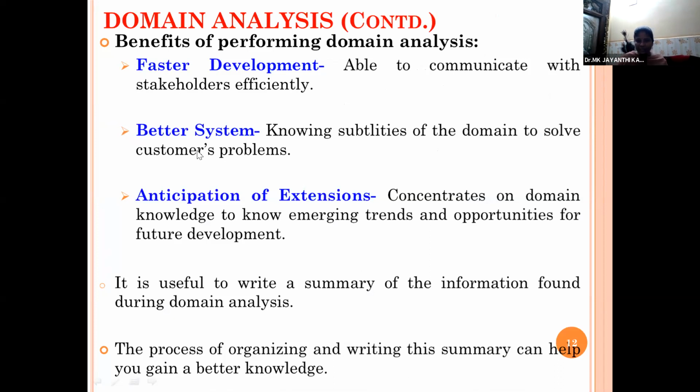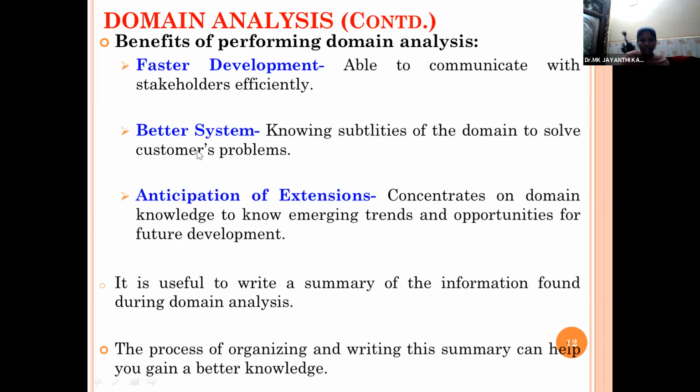Anticipation of extensions: concentrate on domain knowledge to know emerging trends and opportunities for future development. So we need to identify the various extensional activities related with the particular domain, so that the knowledge about the domain and the various emerging fields of the domain can be easily implemented.